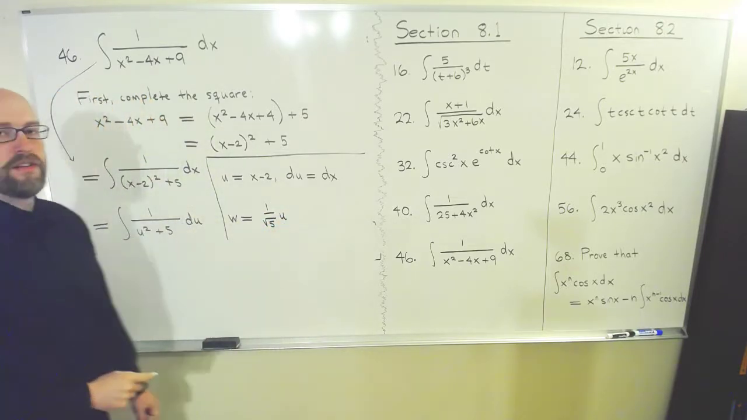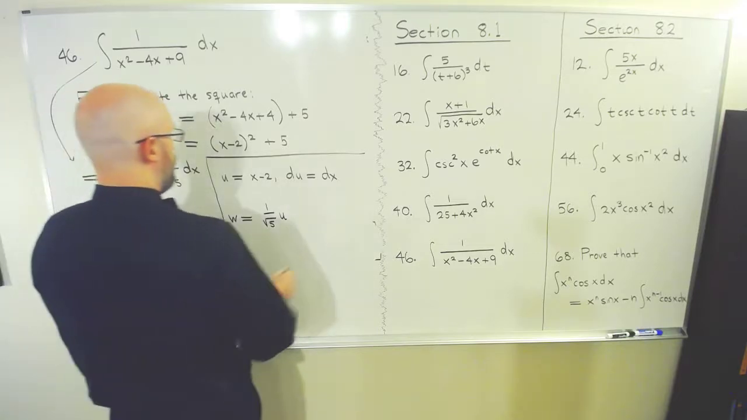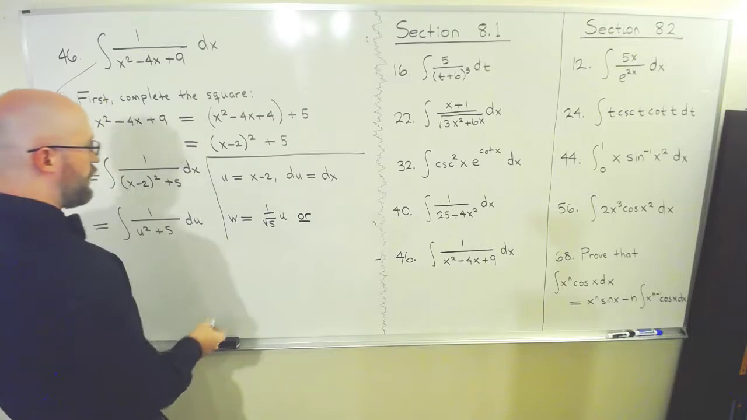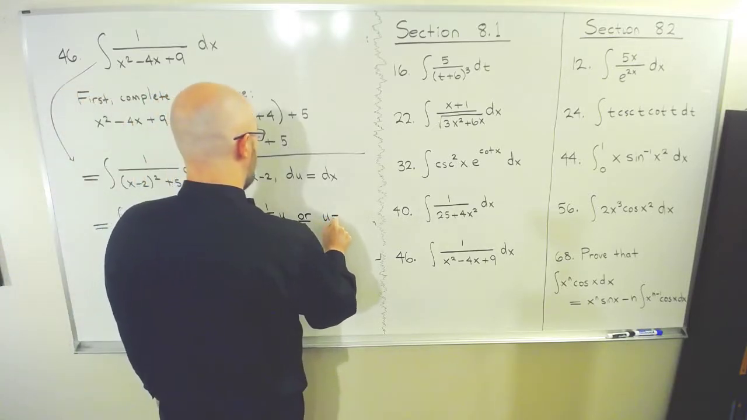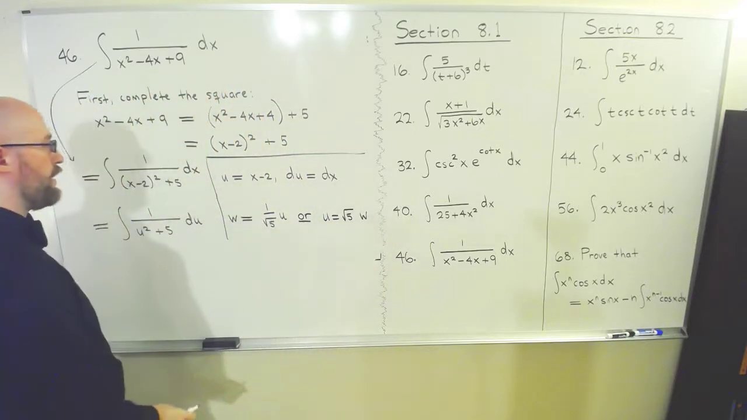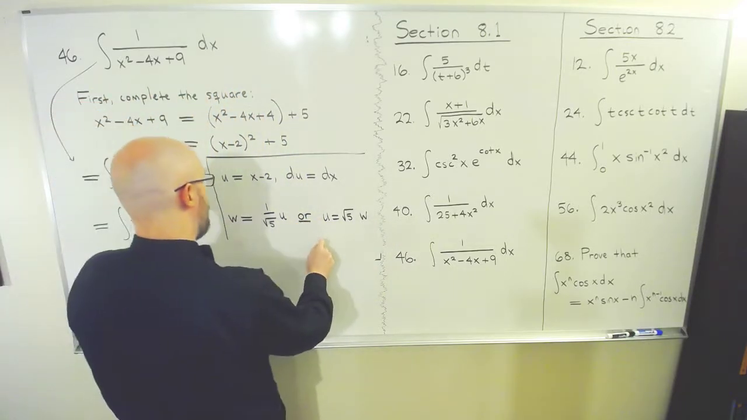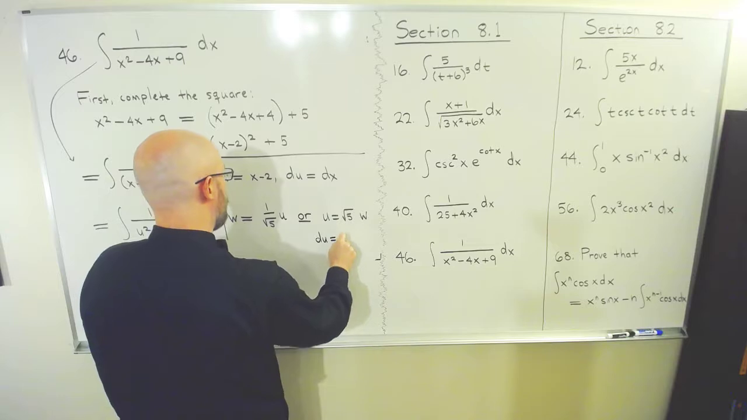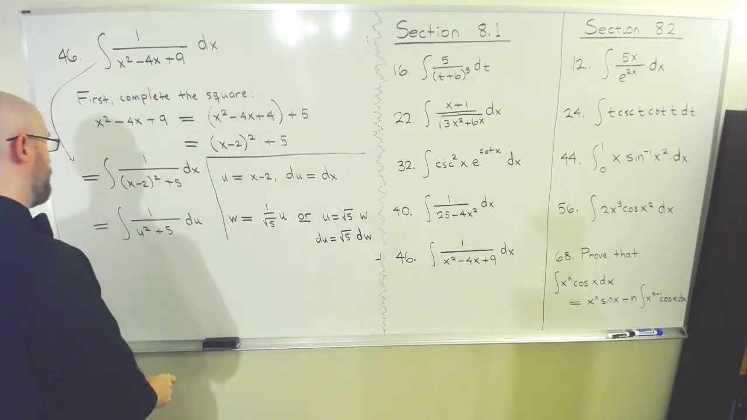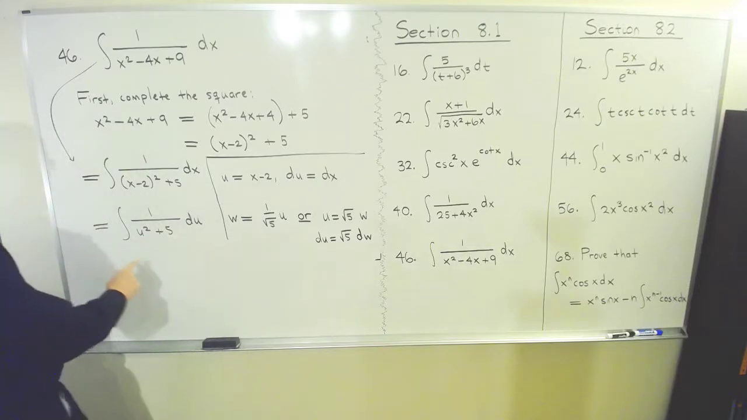Now, why do I choose this? Well, watch what happens. So another way I could write this, I could either write it that way, or I could say u equals square root of 5 times w. I could write it either way I like. Now, if I write it this way, then what I'm going to get is du equals square root of 5 dw. And then watch what happens when I substitute this in.